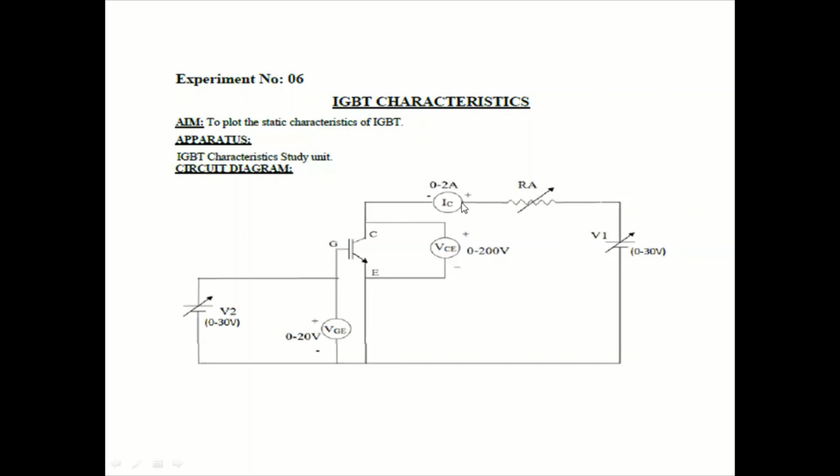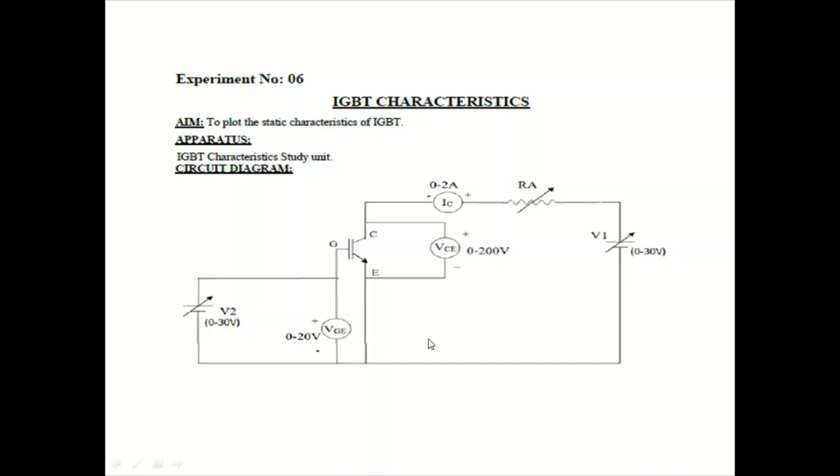And to measure the current through the load and the IGBT, we have connected one ammeter of 2 amps rating, and there is a voltage measurement with this voltmeter, which is connected across the collector to emitter of the IGBT, of 200 volts rating. And as far as the gate to emitter is concerned, we have one more power supply of the same rating as the main power circuit, and we are calling it V2. This is also a 0 to 30 volts regulated power supply, and we have a voltmeter across the gate to emitter of rating 0 to 20 volts.